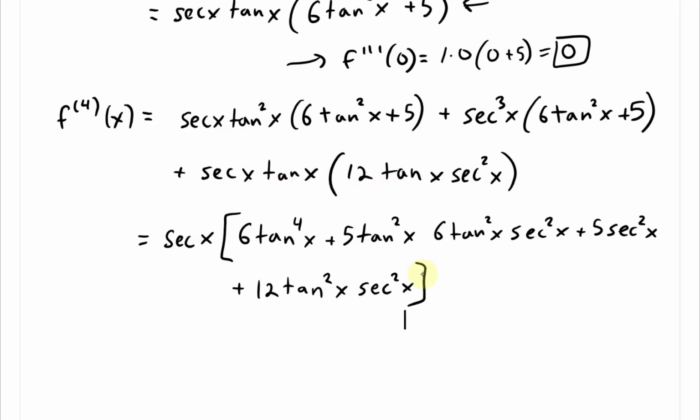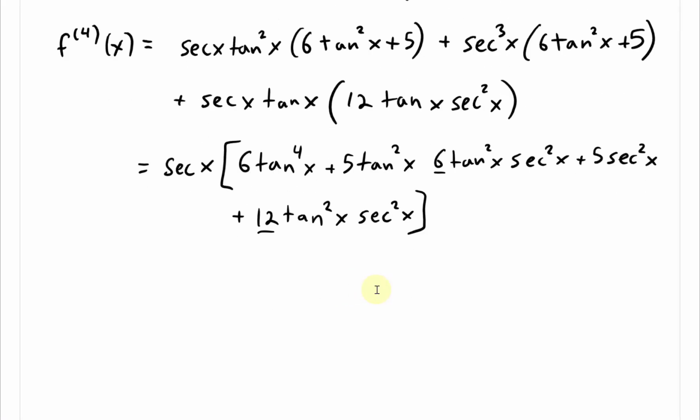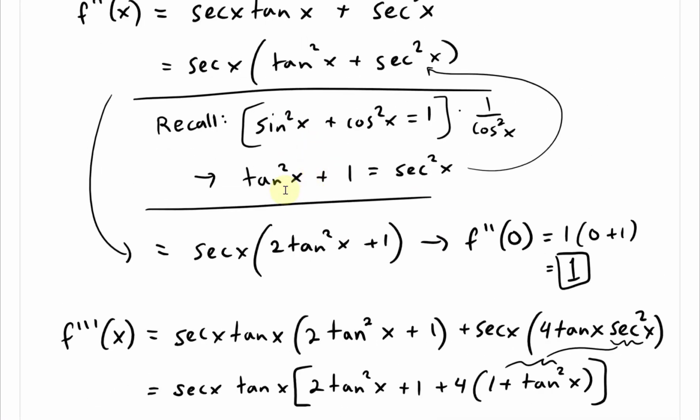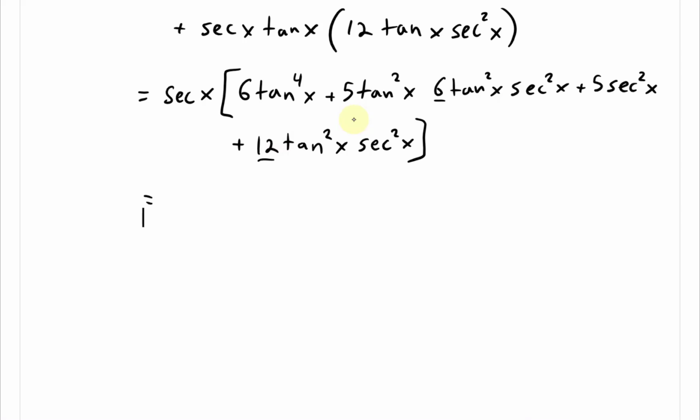Alright, so now the next step is, well, we can add these up, this 6 tan squared secant squared, with this one right here, 12 tan squared secant squared. Those are exactly the same, so let's just do that. And also replace all the secant squared with our handy 1 plus tan squared of x, so that we get all tans inside here. So we get secant x, times it by bracket, 6 tan 4 of x, plus now it's going to be 5 tan squared of x.